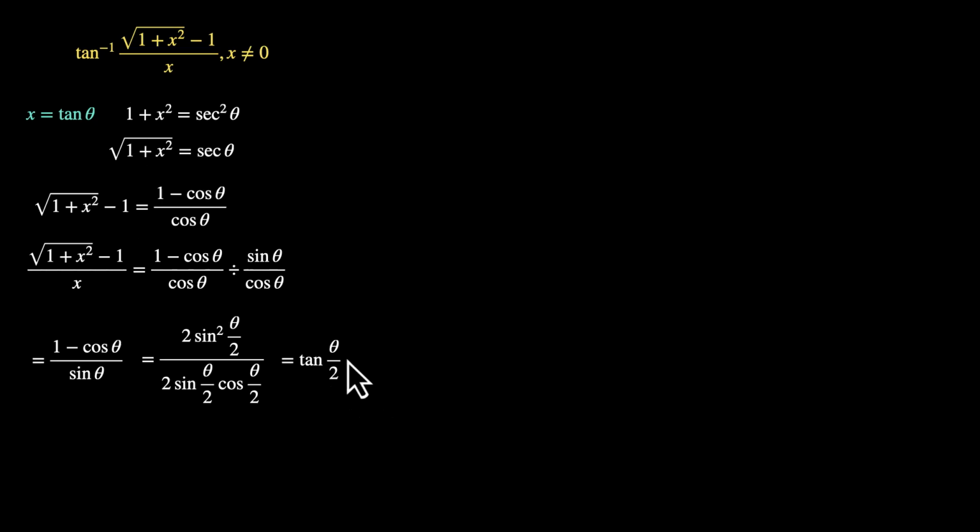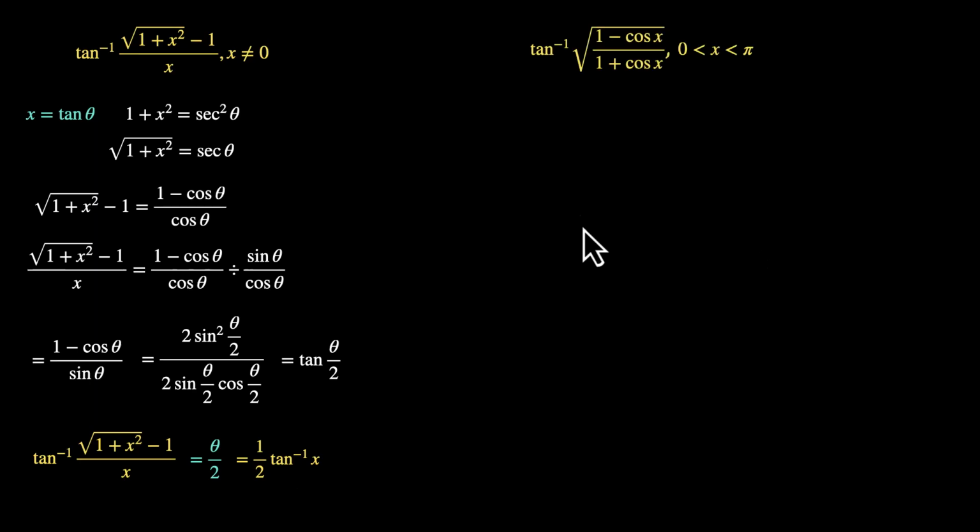We need a tan of an angle so that we can cancel tan inverse. So tan inverse of this becomes tan inverse of tan of theta by 2, which means it becomes theta by 2. And what's theta? Theta is tan inverse of x. So this becomes half of tan inverse x. So we have simplified this expression. This is same as half of tan inverse x.